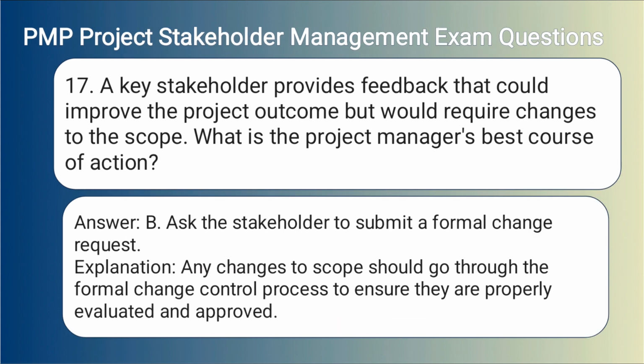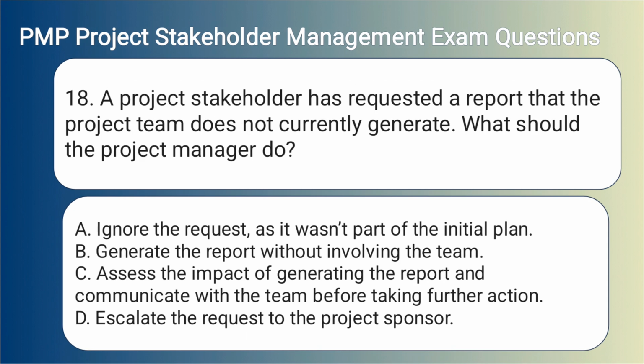Answer: B. Ask the stakeholder to submit a formal change request. Explanation: Any changes to scope should go through the formal change control process to ensure they are properly evaluated and approved.